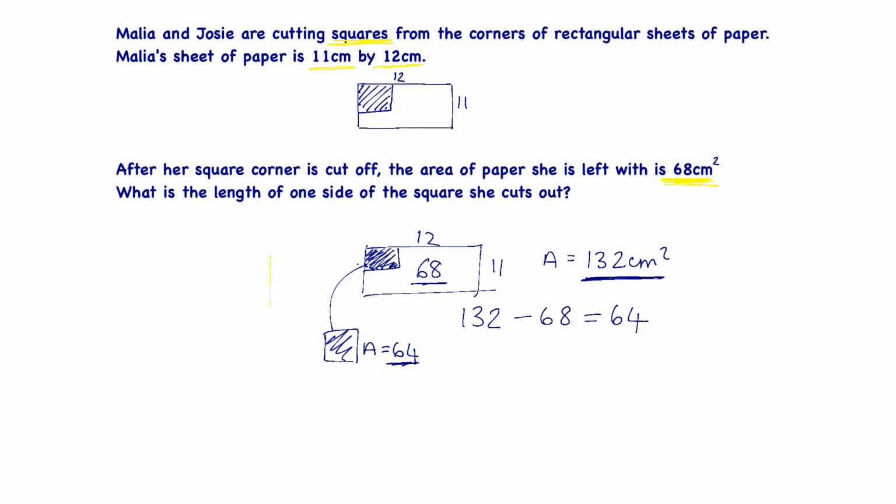So the next part is working out the length of one side of the square she cuts out. The important bit here is that it is a square she's cut out. So this shape is a square. That means all of the sides are the same. If the area is 64, because it's a square, I'm looking for a square number. I'm looking for something times something that gives me 64. Well, I know that 8 squared is 64, so one side of that square must be 8, because 8 times 8 gives me 64. So I know that she cuts out a square and one of the sides measures 8 centimetres.